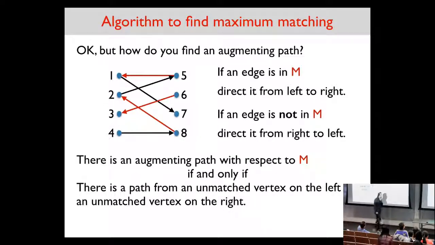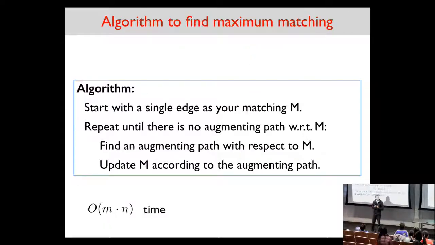After you've done that, you can do a DFS, depth first search, starting from an unmatched vertex on the left, and see if you hit a node on the right that's unmatched. Once you find that, that's an augmenting path, and you augment it. That takes about order m times n time, and you can check that's true, and you're done.